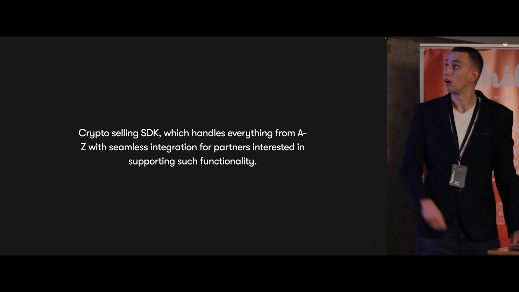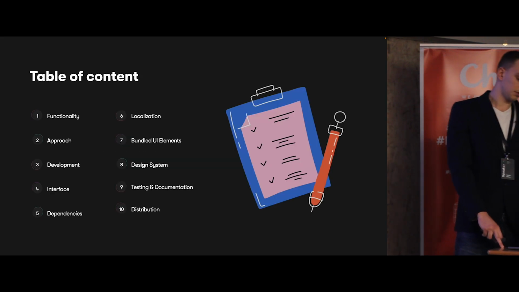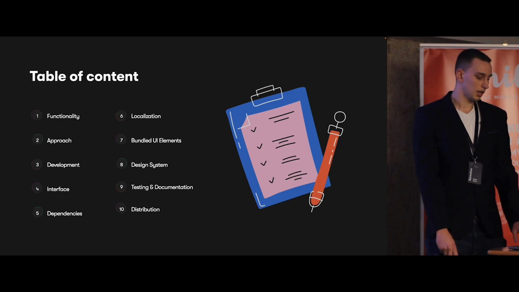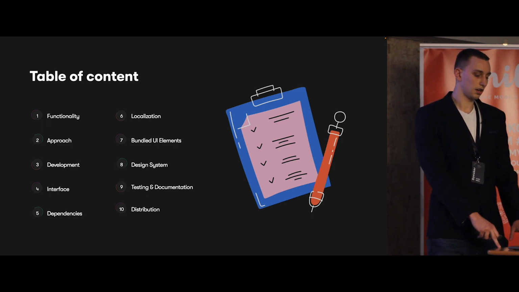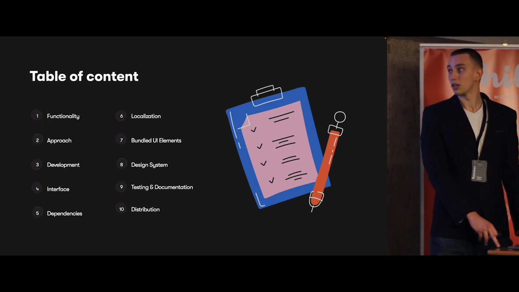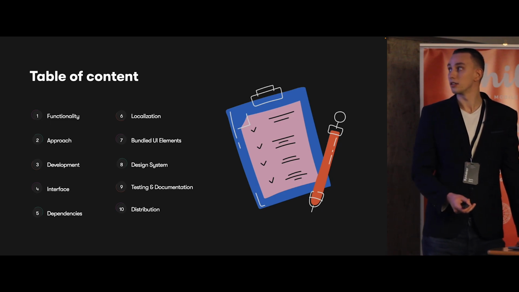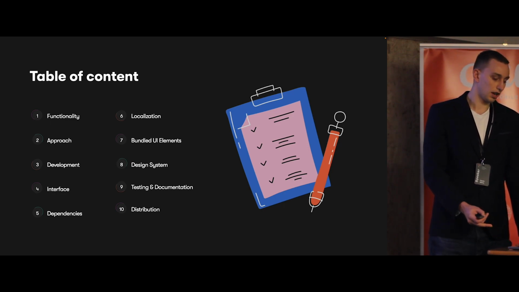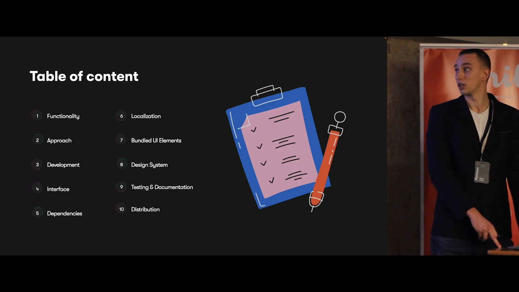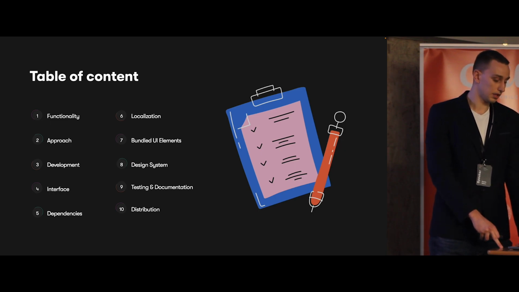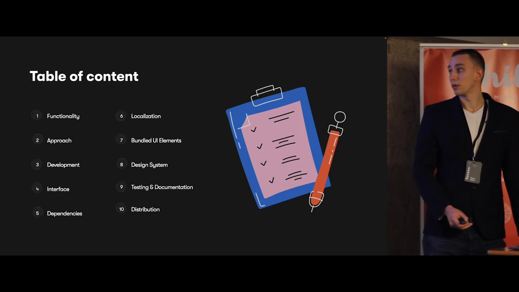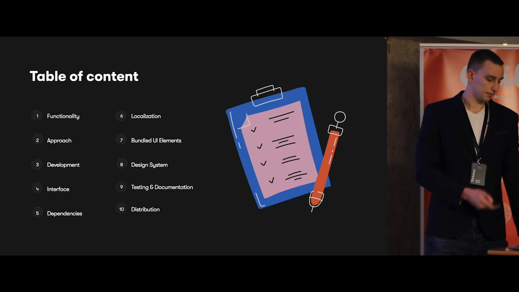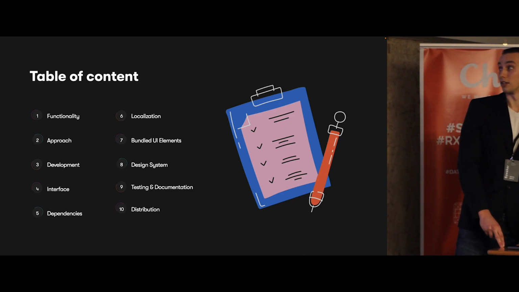So, the basic table of contents. First I'll introduce the functionality, then the approach we took, the development, some tips and tricks, the interface, dependencies, localization, bundled UI elements usage, which we created to help our development. Some words about the design system, how we tested it, how we documented it, and finally how we distributed it.